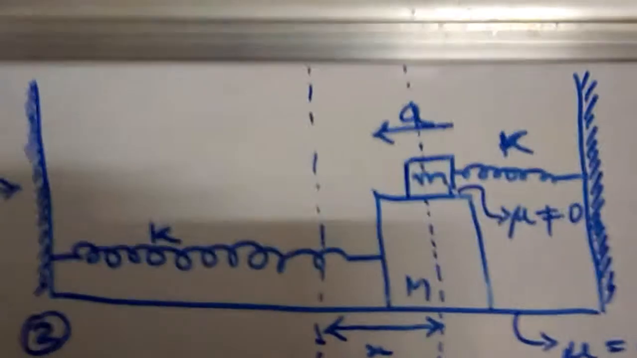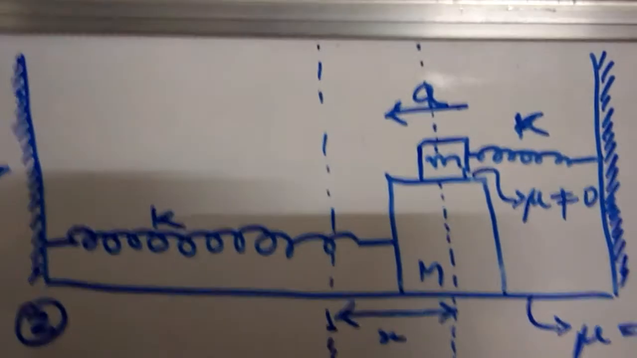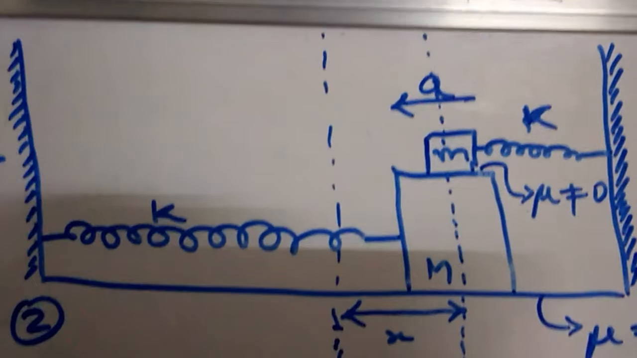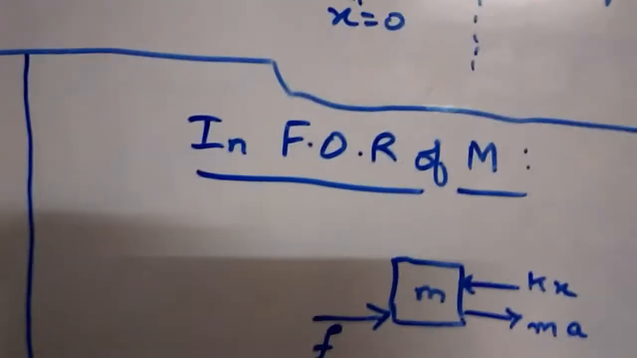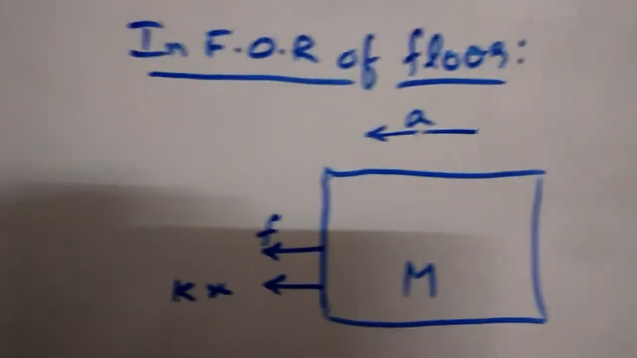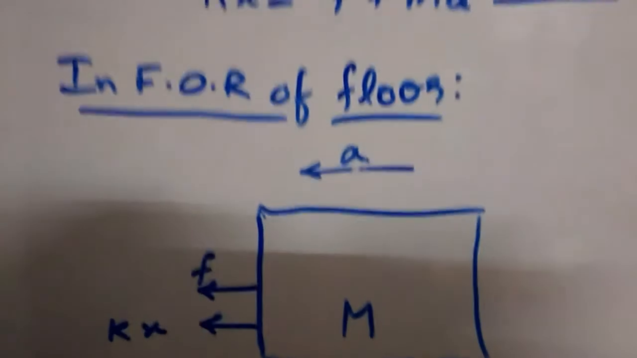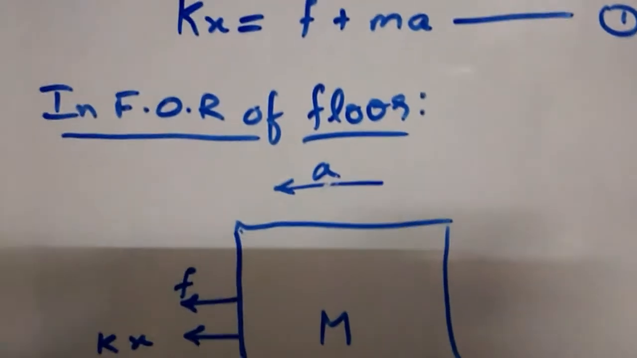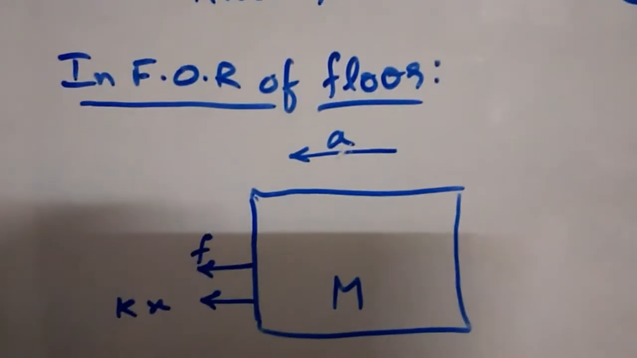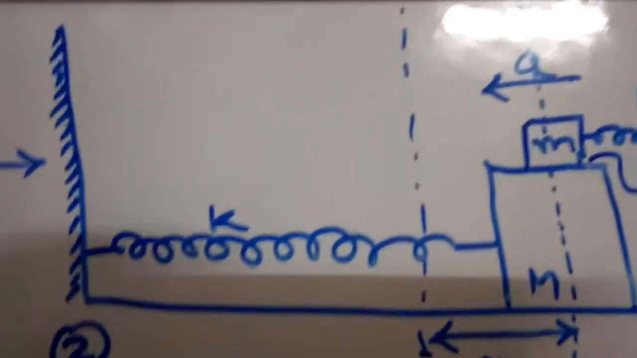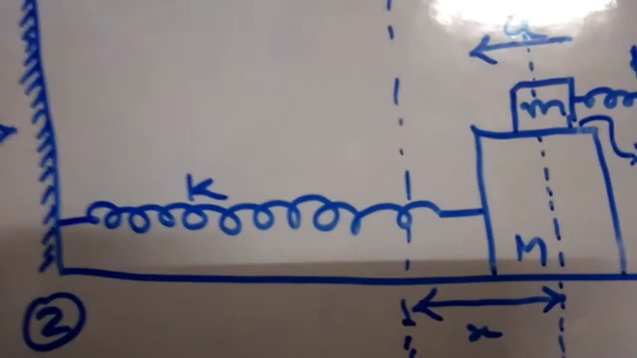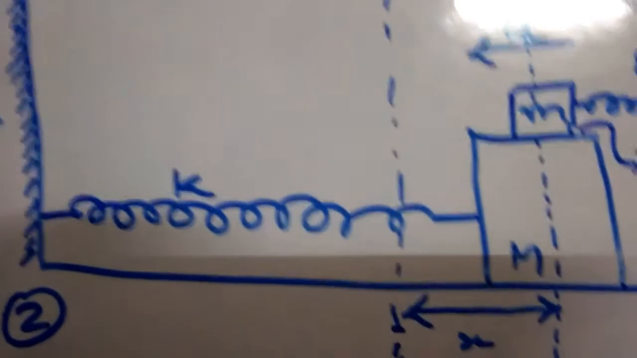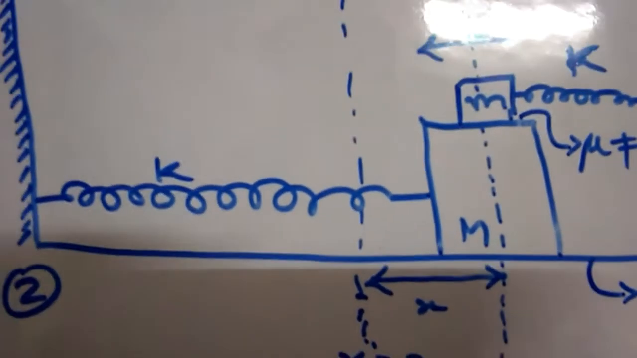Now let's consider capital M. I'm going to consider this in the frame of reference of the floor. In the frame of reference of the floor, anyhow, the capital mass M will have an acceleration of a to the left. Now there will be a spring force of kx because of the spring on the left hand side, which will be pulling it.